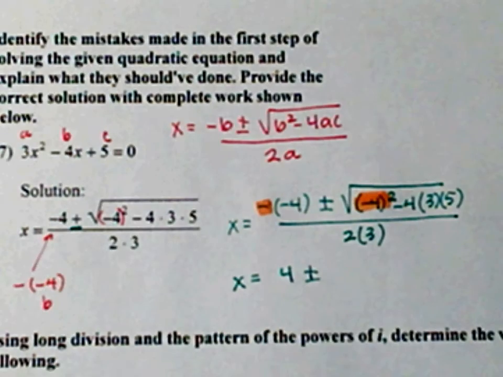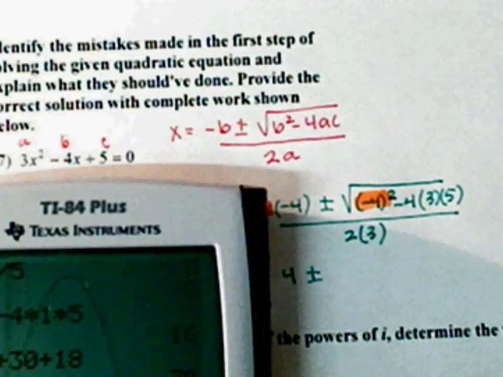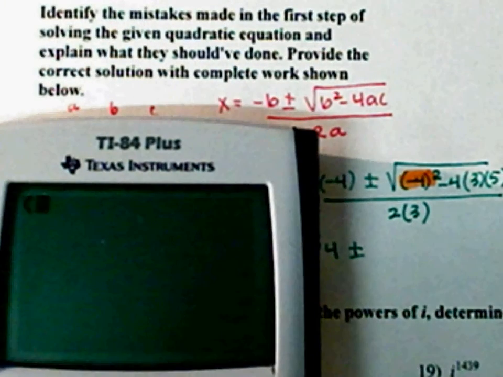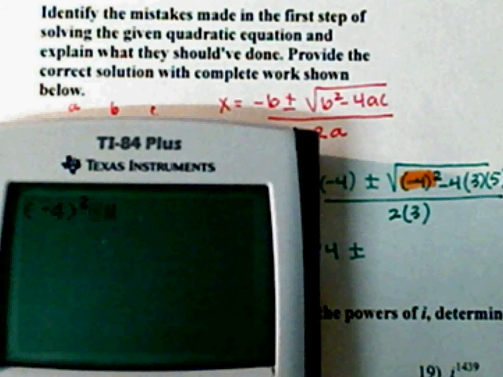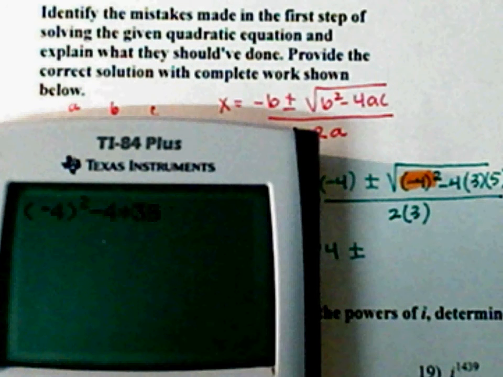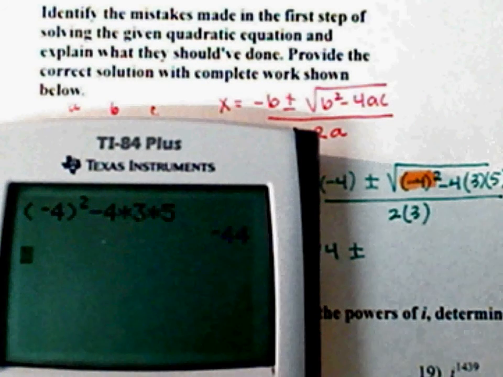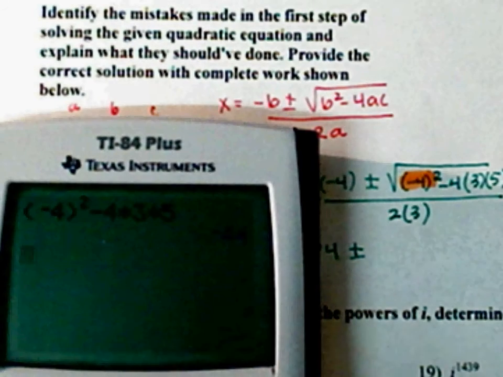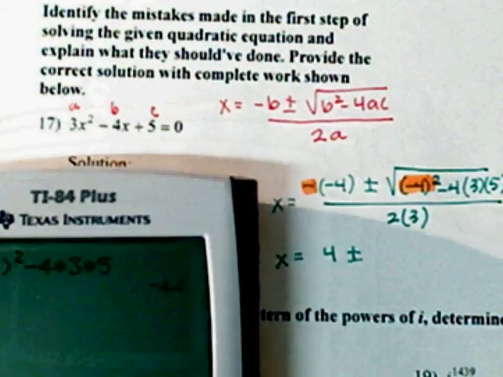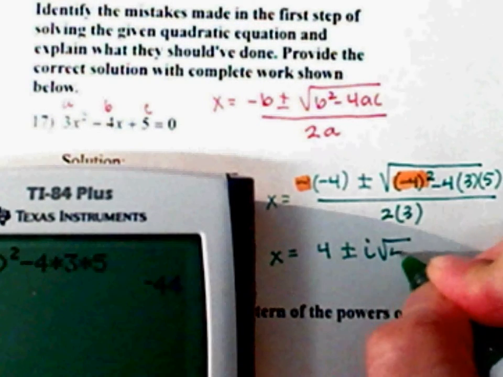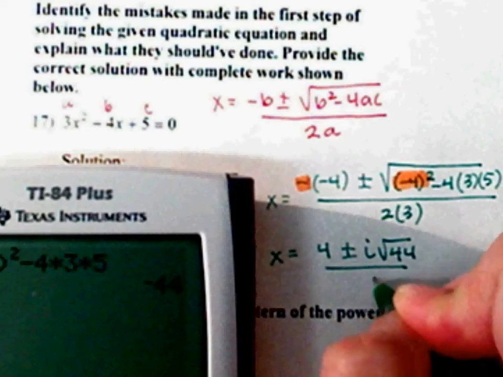I'm going to go ahead and go to my calculator, and I'm going to type it just like I see it. Okay? So you'll have parentheses negative 4 squared minus 4 times your A times your C, and that comes out to be negative 44, which, as you know, negative under the radical becomes a positive by bringing out an i, square root of 44, all of that over 6.